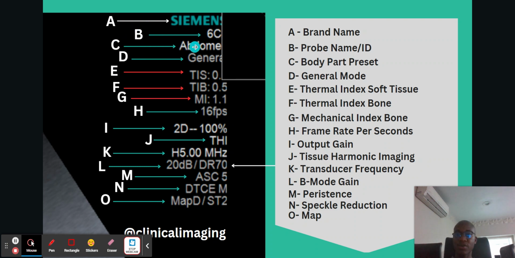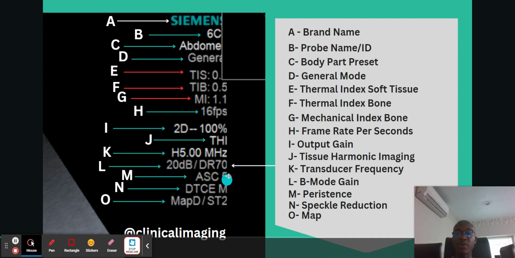So after that, you also see abdomen here. The reason why abdomen is here is because the probe that was loaded is usually used for an abdominal scan. So abdomen is the preset that was loaded. So every default setting you see here was loaded for the purpose of acquiring images in the abdomen.